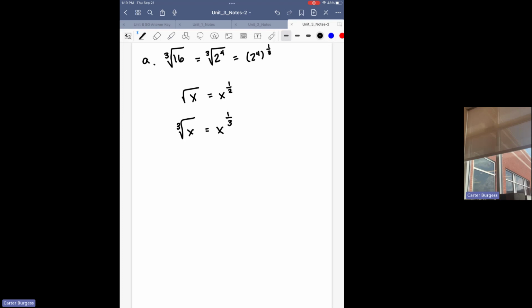And then exponent rules. If I have an exponent raised to a power, what can I do with those two powers? Multiply them together, I get 2 to the 4/3. And so log base 2 of 2 to the 4/3 is just going to be equal to 4/3, absolutely.